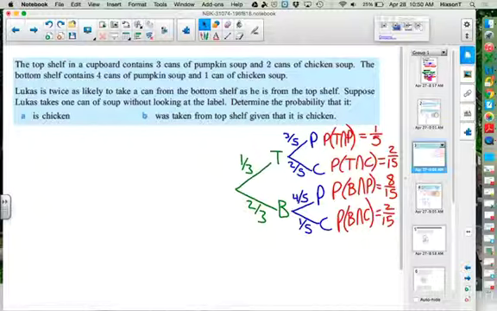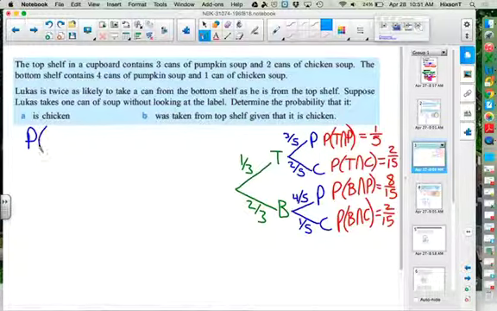All right, so let's take a look here. You should have some idea of an answer at this point. First of all, we're finding the probability of chicken. How could we get chicken? Either from the top or the bottom.